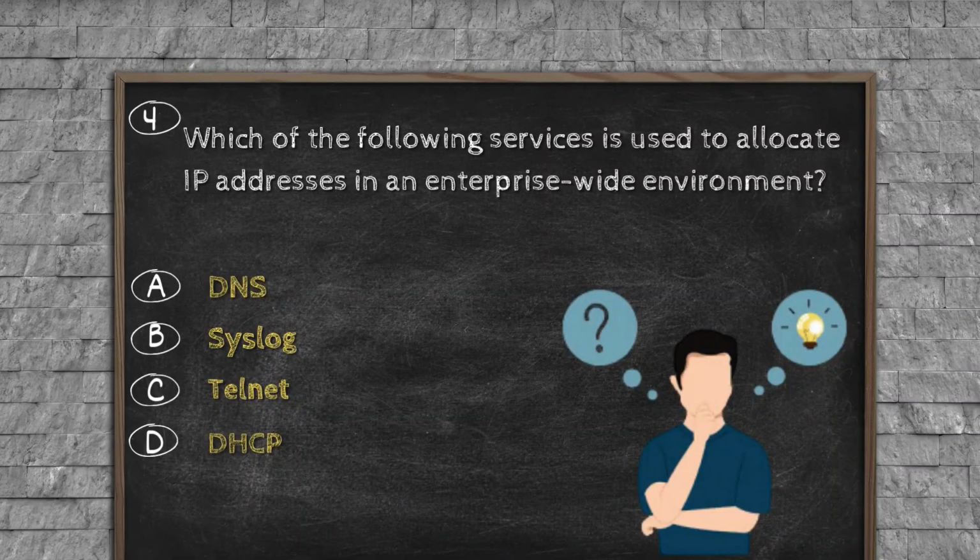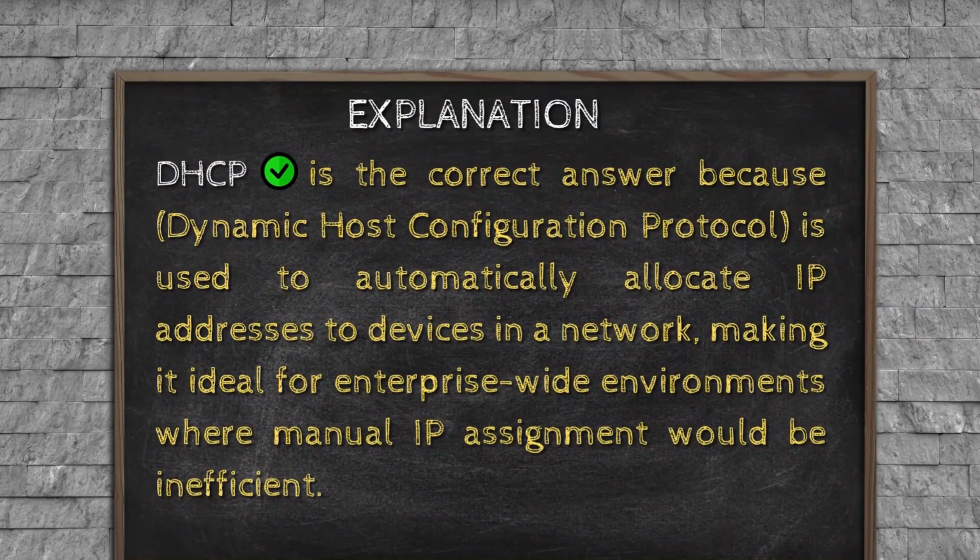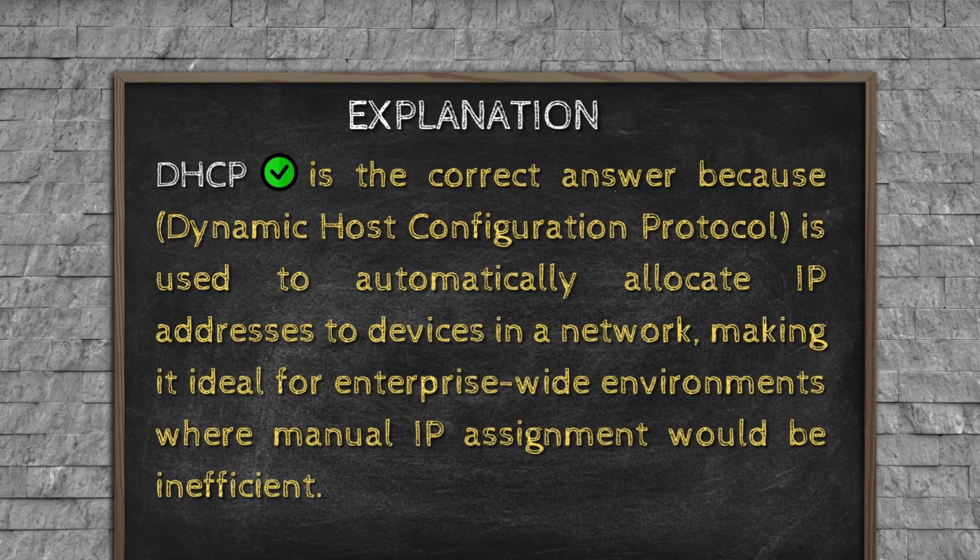Question number 4. Which of the following services is used to allocate IP addresses in an enterprise-wide environment? Option A, DNS. Option B, syslog. Option C, telnet. Option D, DHCP. Explanation. DHCP is the correct answer because it's used to automatically allocate IP addresses to devices in a network, making it ideal for enterprise-wide environments where manual IP assignment is inefficient.